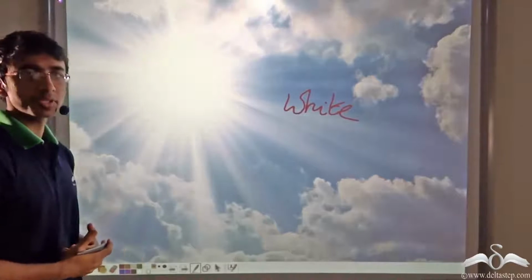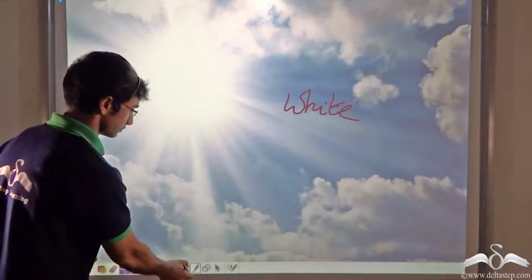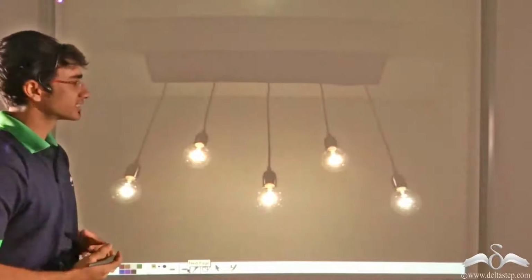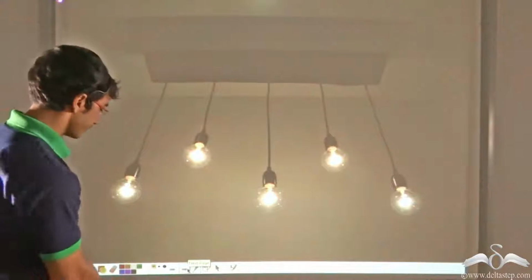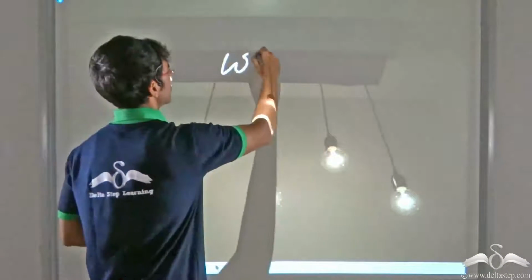Now, take an example of another picture. Here you find certain light bulbs which are shining. Now, can you tell me what color of light is given out by these light bulbs? The answer again is white.